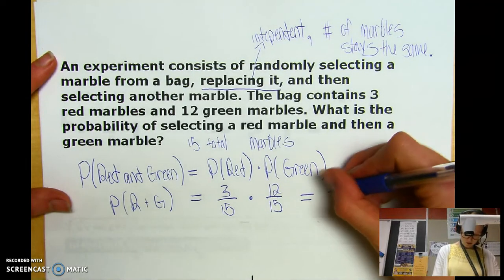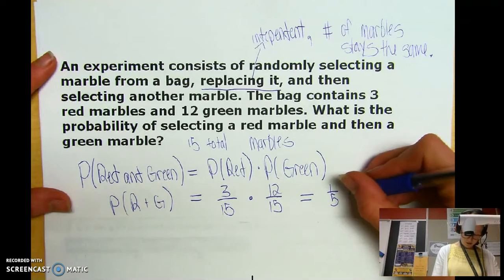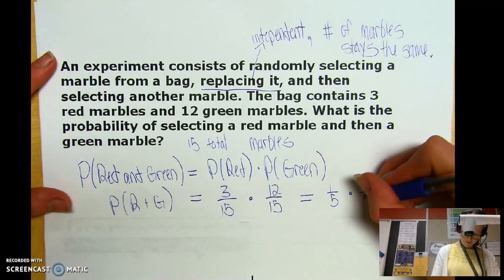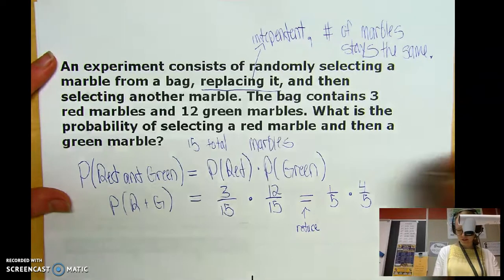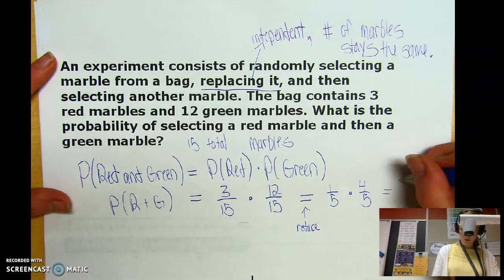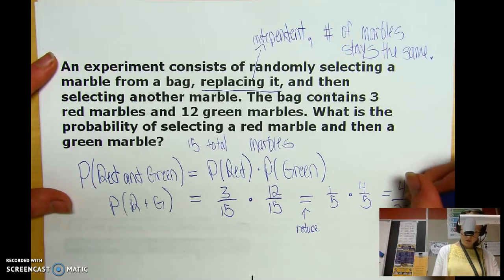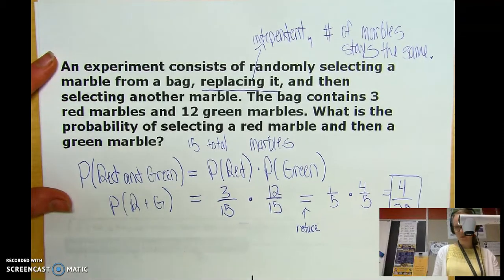So if I'm calculating the probability of red and green, I'm going to reduce my fractions, so 1 out of 5 times 4 out of 5. Once again, that was reducing, so that way it's easier to multiply. 1 times 4 is 4, and 5 times 5 is 25. And then I end up with my probability.